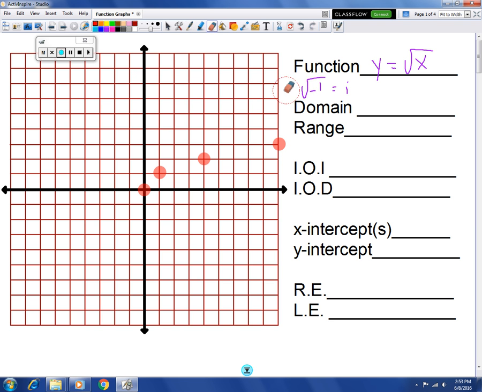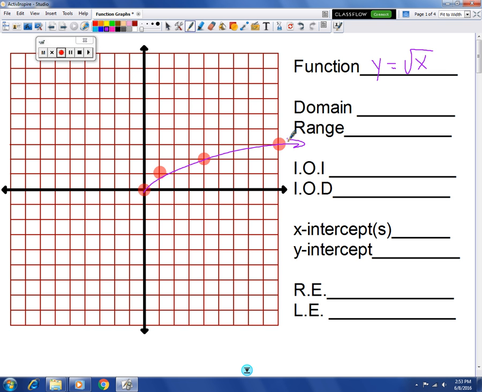So I'm not allowed to substitute -1 or -2 or -3. So that's it. This is my graph. This is part of my graph. So my graph of the square root of x goes like this. Therefore the domain is restricted.